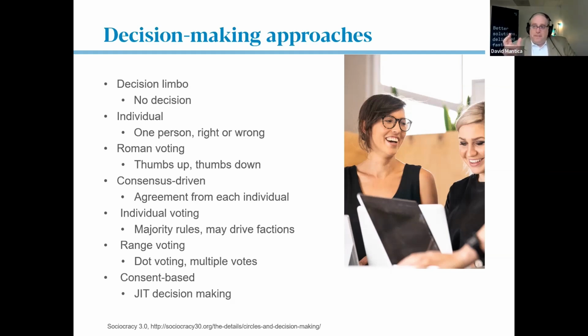Decision making is tough because there's a lot of complexity. And look at that first one. No decision is still a decision. It's still a decision. Decision to do nothing. So you have all these different methods, and some of you might have other methods as well.